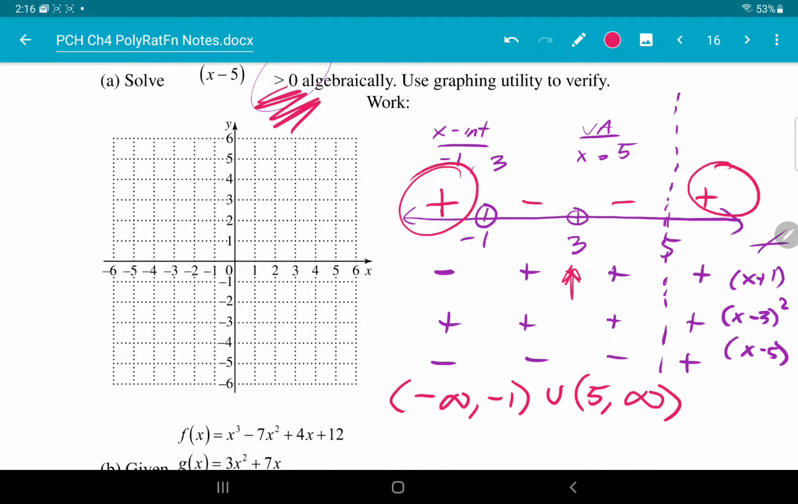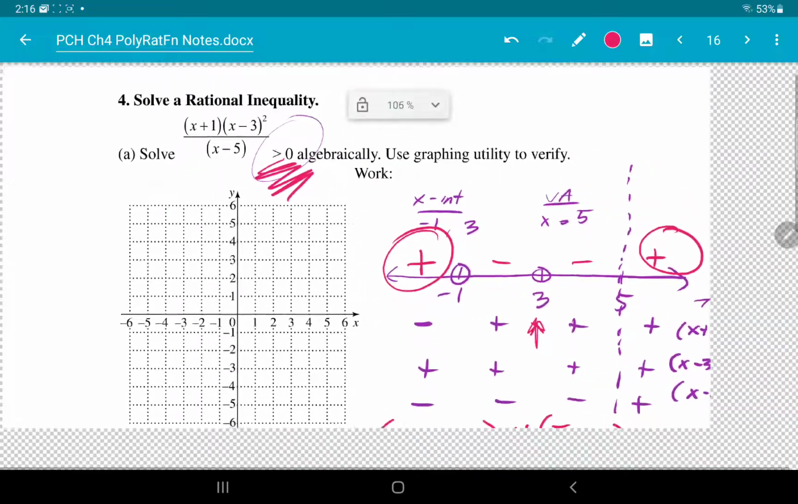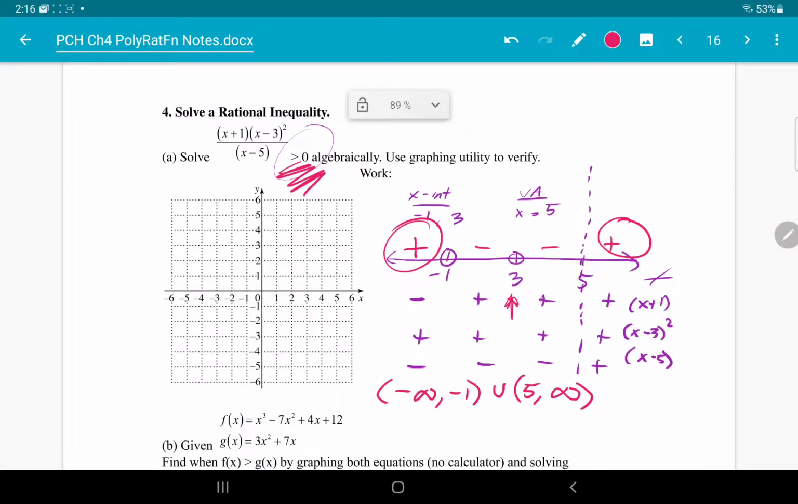All right, we can check our work by graphing it. So as we graph it, let's see what we have. We have x-intercepts at -1 and at 3, and we have a vertical asymptote at x equals 5. What else are we missing? Anything else? I think that's it.